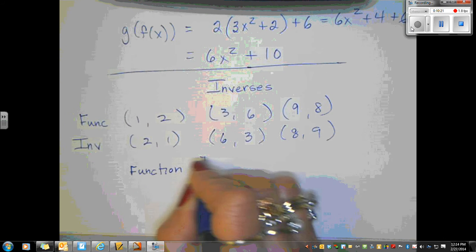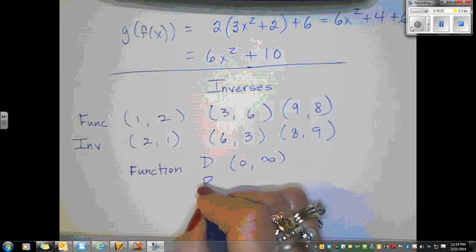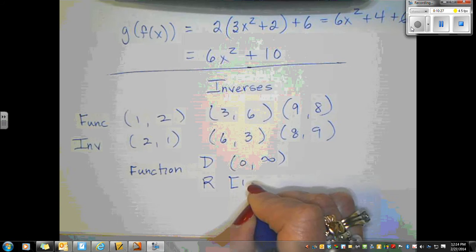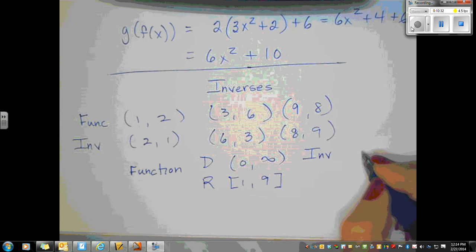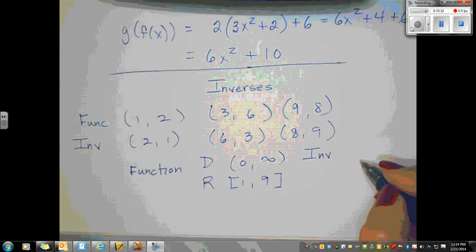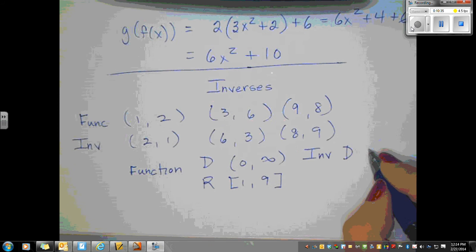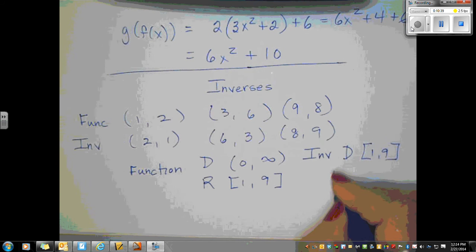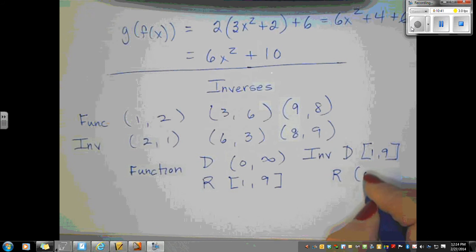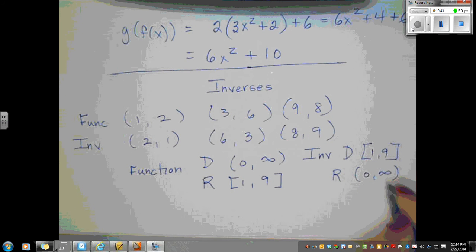Okay, how about if my function had a domain of 0 to infinity and a range of 1 to 9? What would the inverse have? What would his domain be? 1 to 9, and his range would be 0 to infinity.